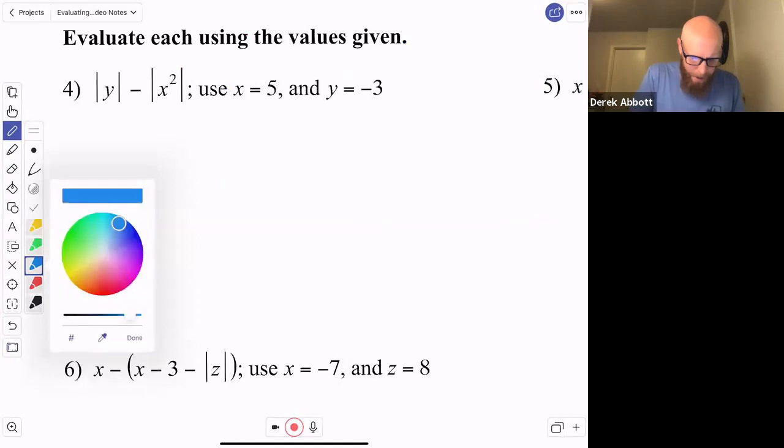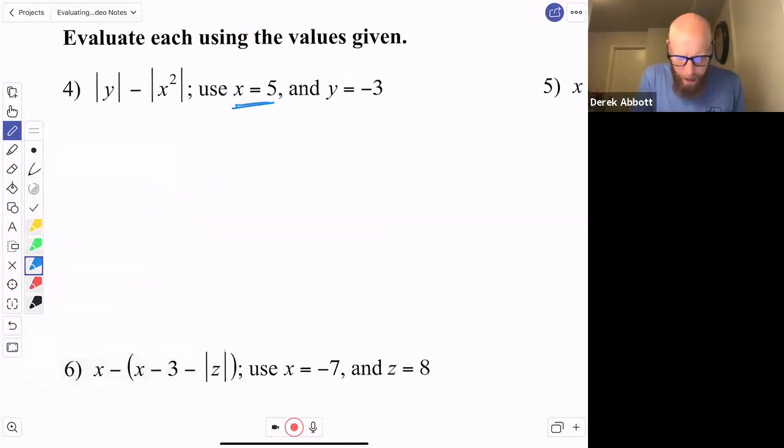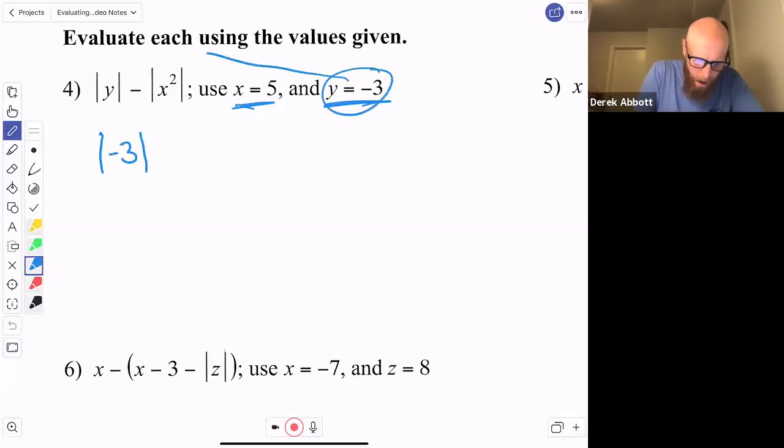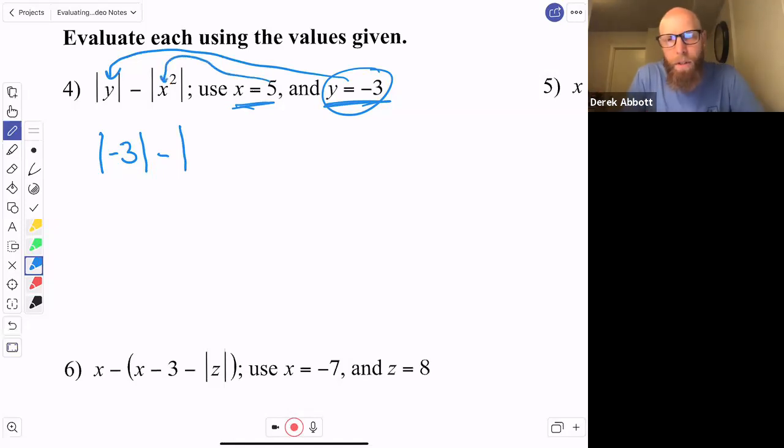So what this is trying to tell me is that x is equal to -5, y is equal to -3, okay? So you're going to take everything you see, every time you see an x, put in a -5. Every time you see a y, you put in a -3. So let's do this. It's absolute value sign, -3, right? That's just putting the y right there, minus absolute value sign, plugging the x in, right? We call this substitution. That's the mathematical term for it. -5 squared absolute value sign. Okay, that's what that looks like.